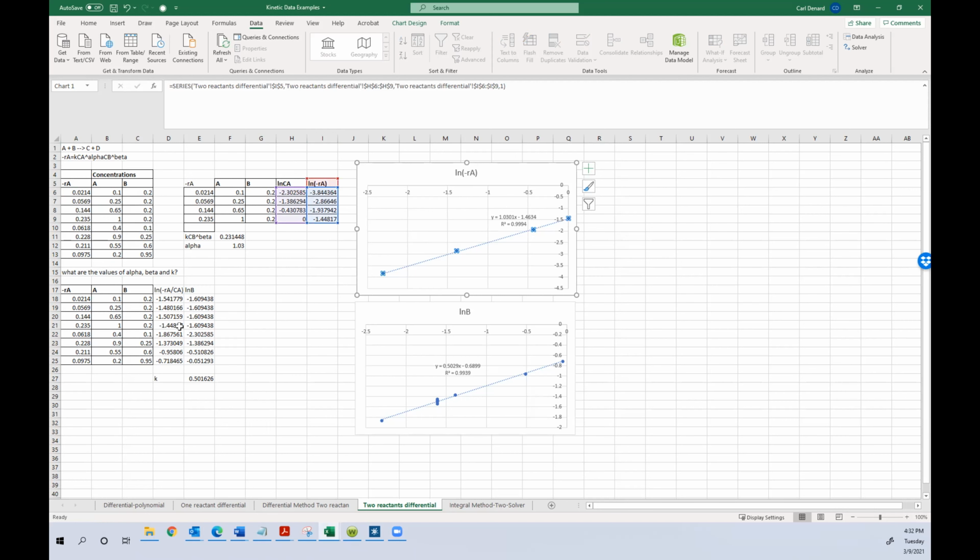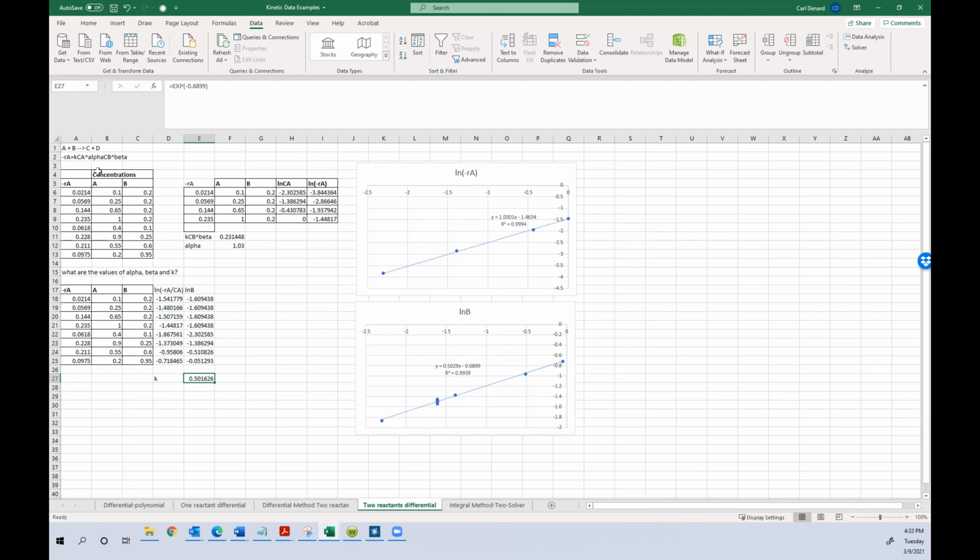Now you can go and look at the whole set of data. Now you take the log of minus RA over CA for every point, and then the log of B. Okay, so now if you plot that, of course, these points in the middle are all going to be the same because it's the same concentration of B at 0.2. But you can plot this, and now you get a beta of 0.5 and a log of K of minus 0.68. So then that gives you a K of 0.5, a beta of 0.5, and an alpha of 1.